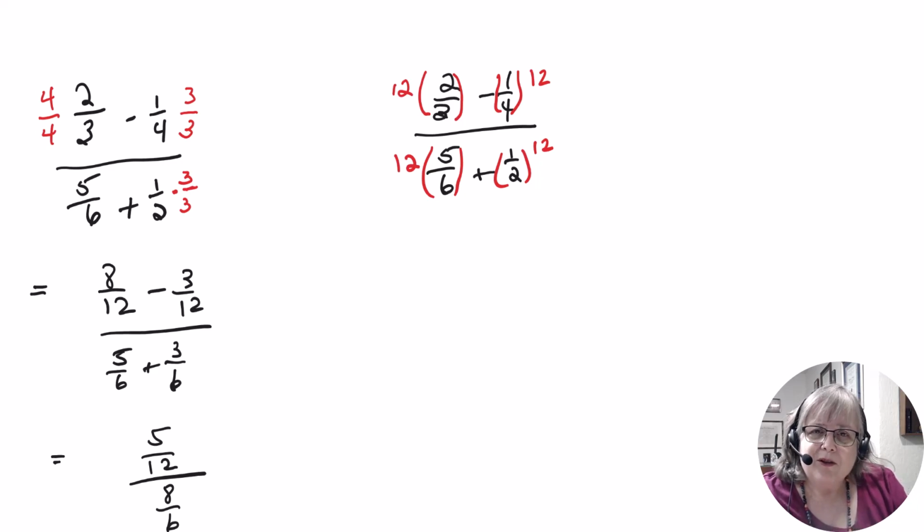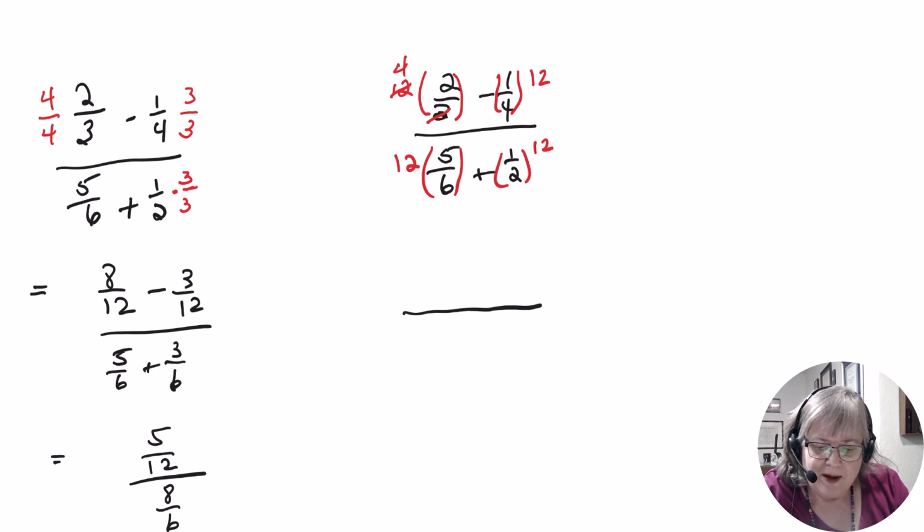So instead of doing the distributive property in my head, I'm going to write it down. So then you would say, well, this 3 goes into 12 4 times, and that would leave me 8. And this 4 goes into 12 3 times, and 3 times 1 is 3. And that's a minus, not a plus.